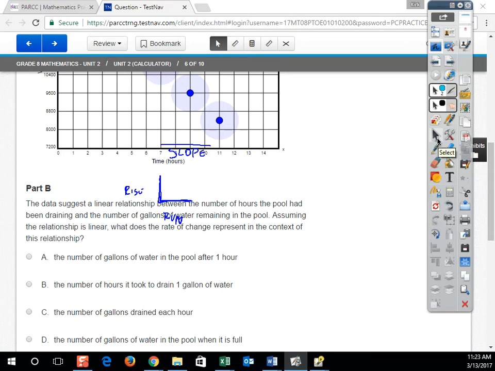Here we go. Option A. The number of gallons of water in the pool after 1 hour. Well, no, because this is how much is draining per hour. The number of hours it took to drain 1 gallon. No. The number of gallons drained each hour. Yes, that is what we're looking for.